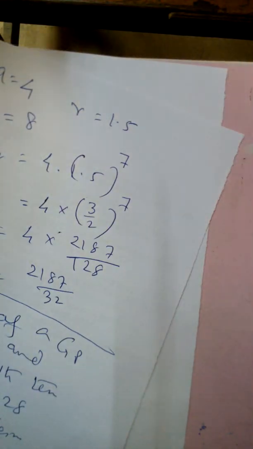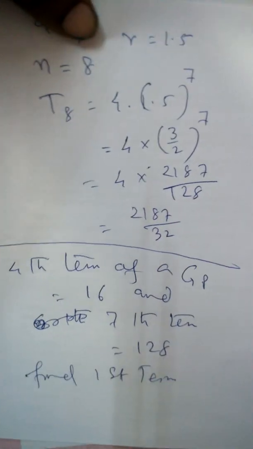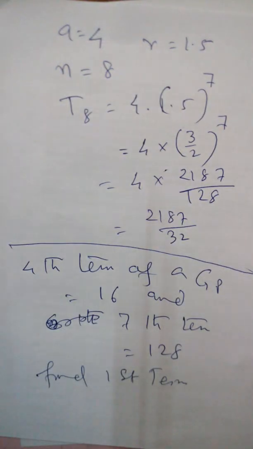Fourth term is 16, and seventh term is 128. So r is multiplied three times: 16 into r into r into r, that means 16 into r cube. From the fourth to the fifth term, r is multiplied again, and from the fifth to the sixth again, r will be multiplied in the case of GP. So the fifth term will be 16 r, the sixth term will be 16 r square, because every time it is multiplied, and then the seventh term will be 16 r square into r, that is 16 r cube. 16 r cube is 128.